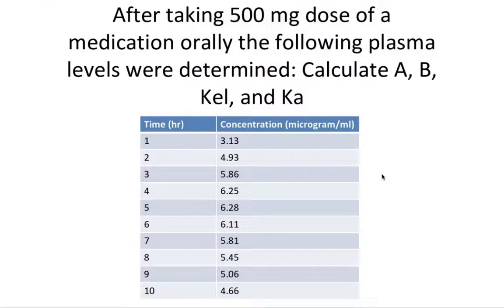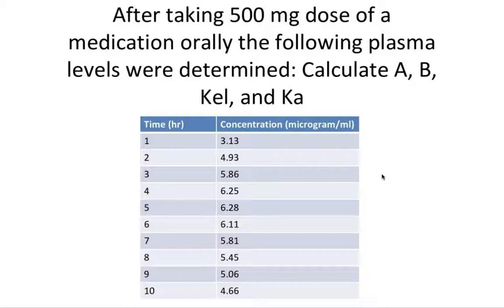Okay, today what I'm going to do is show you how to work on an oral absorption problem given a data table that shows various time points and the corresponding plasma concentration of a drug. So in this example problem, the dose that was given is 500 milligrams. It was given orally, and the plasma levels were determined at various time points, as shown there.